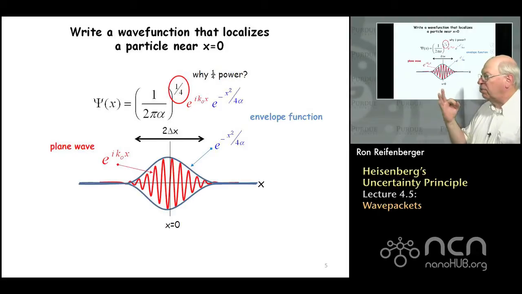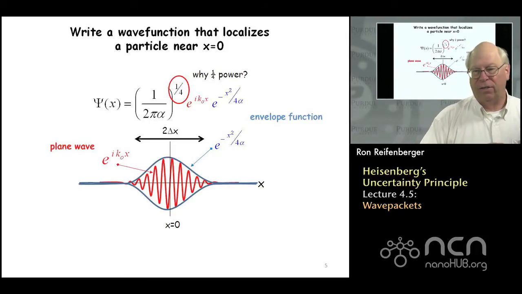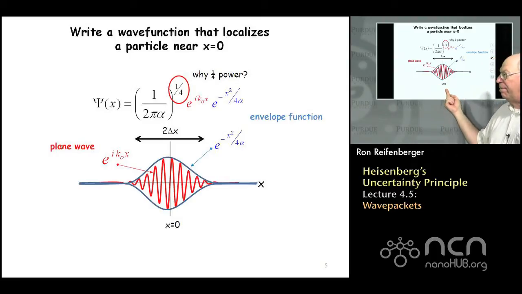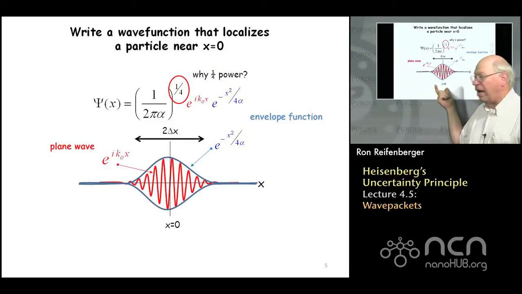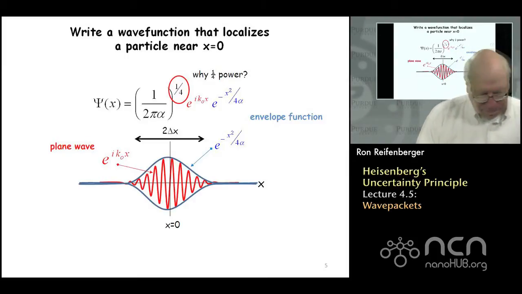So these three components are involved in writing down a wave packet. This thing here is referred to as a wave packet. This particular wave packet happens to be localized at a point x equal to zero. And what we're interested in, for instance, is how this wave packet, which is now going to describe a localized particle, is going to move in time and interact with its environment.